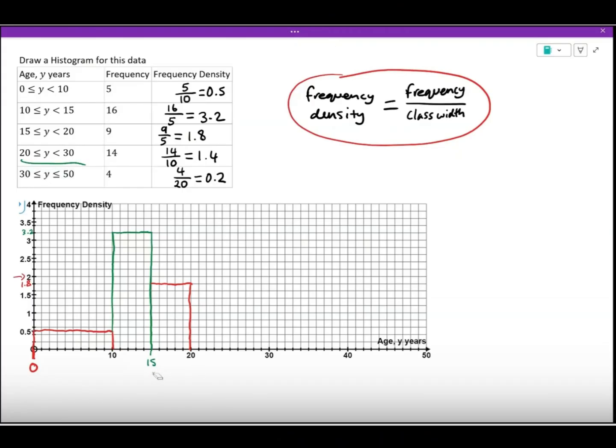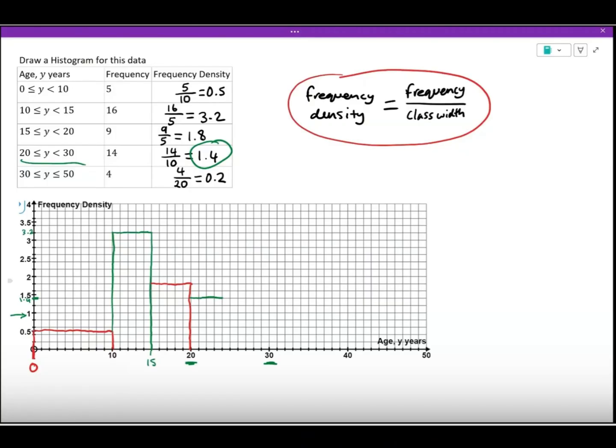Okay, so let's identify 20 on my x-axis, which is here, and then 30, which is over here. And the height of my bar should be 1.4. Okay, so that's going to be 2 boxes above 1. So 1 is here, and then we're going to go 2 boxes higher. So 1.4 would be over here. Okay, so that's going to be the height of my bar.